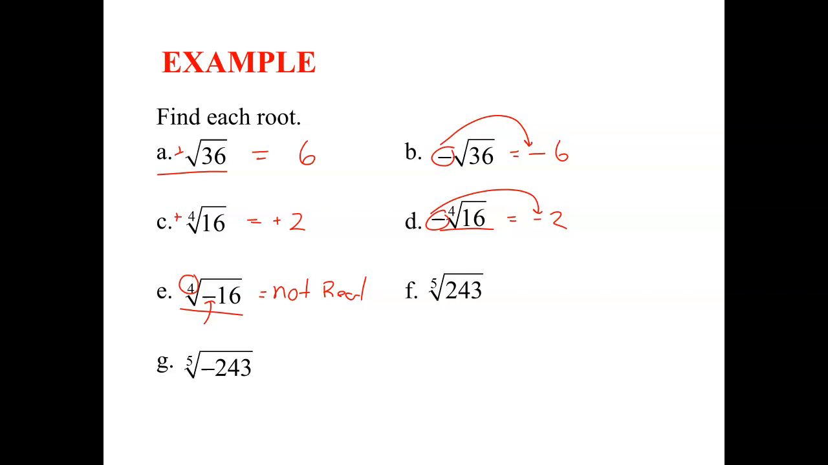Okay? 5th root of 243. 3. 3 times 3 times 3 times 3 times 3. 5th root of negative 243. Oh, it's real because that's not even. Negative 3. Even index, negative radicand, not real.